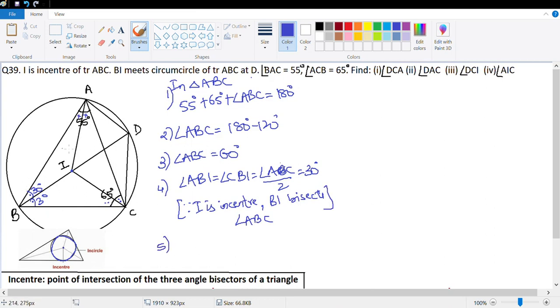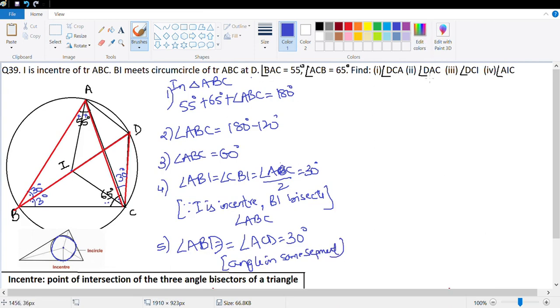Now that we figured this angle out, I notice that ABD and ACD are in the same segment. I'll mark them so that it's visually clear. ABD and ACD are in the same segment, which means this angle is also 30 degrees. So angle ABD is equal to angle ACD is equal to 30 degrees, because angles in the same segment are equal. We've calculated DCA, so this part of the question is done. Good, let's look at the next one.